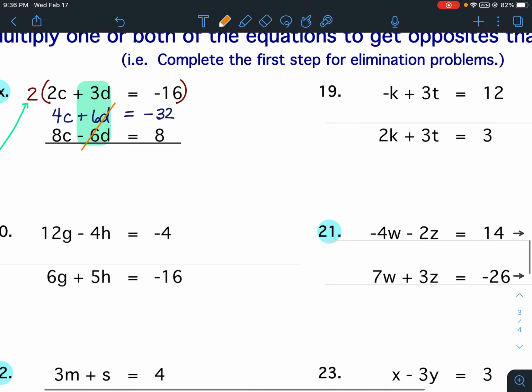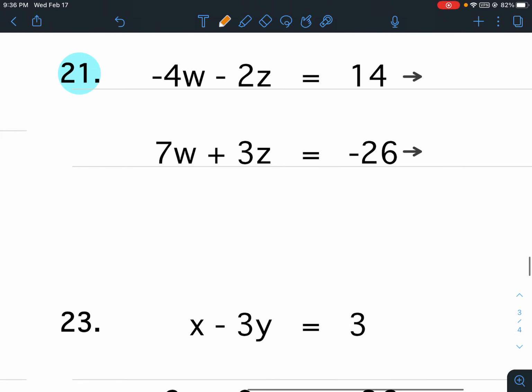Okay, so let's look at 21. For 21, do we have opposites? No. Do we have identical terms? No. Can I take 7 and divide it by 4? No, that's going to give me a decimal. 3 divided by 2? Nope, that's going to give me a decimal. So this is one where it is none of the above. And when it's a none of the above problem, we have to multiply both equations.